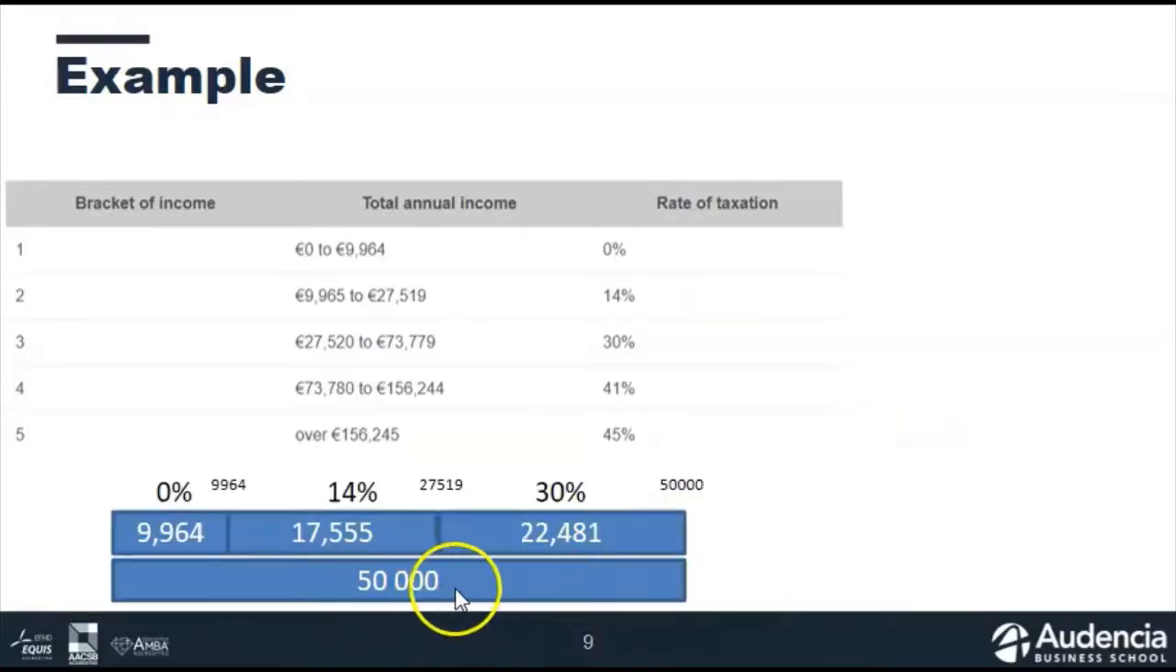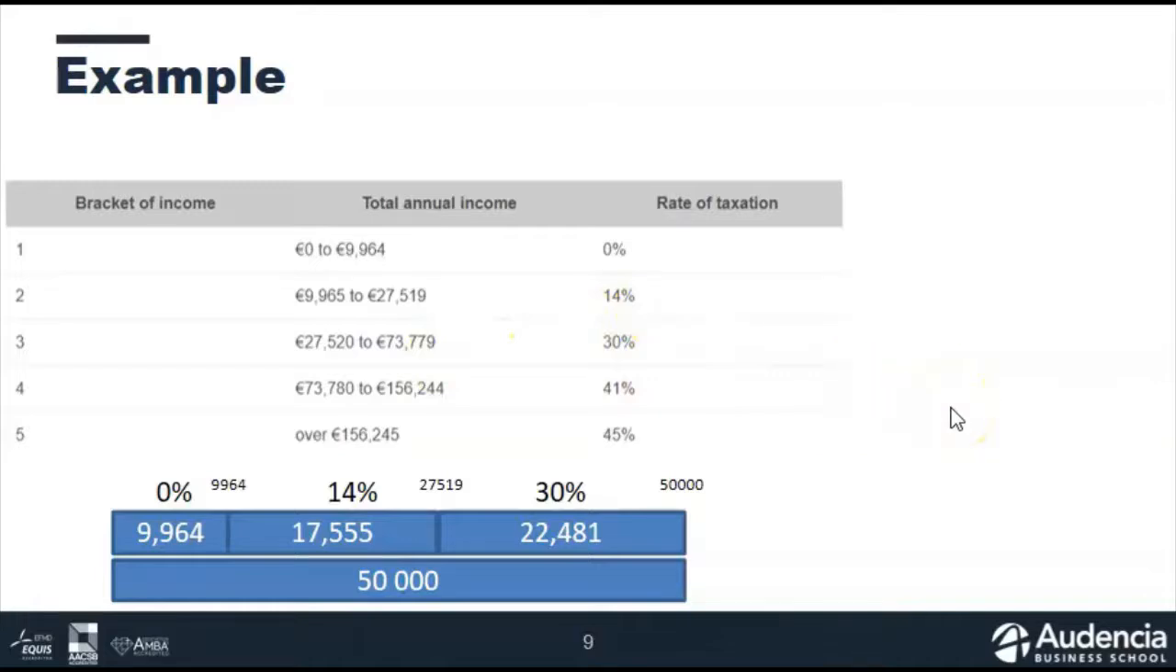So we have 50,000 euros that somebody's earning. The first 9,964 euros are not taxed at all. So this is zero tax. Okay. The next block of money, anything earned between 9,965 and 27,519, is taxed at 14%. So that equals 17,555 euros. And what's remaining, well, the 22,481 will be taxed in this bracket here at 30%.